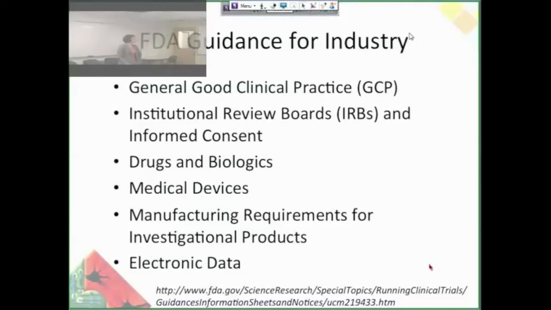So there's general good clinical practice, which helps in the design of clinical trials. There's institutional review boards and informed consent, and information that you need to know about how to deal with IRBs and why informed consent is important. And then there's just advice on testing of drugs and biologics, medical devices. What about requirements of manufacturing, and also electronic data and how to manage all your electronic data. So the FDA has a lot of documents out there that are designed entirely to help manufacturers of medical devices get through FDA approval smoothly.